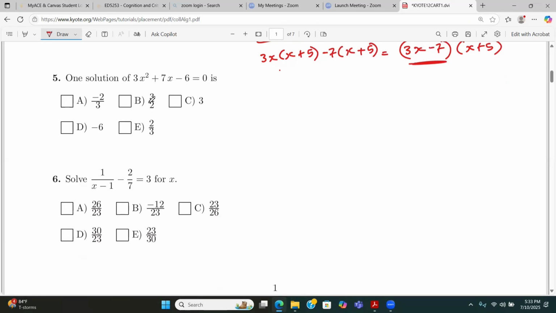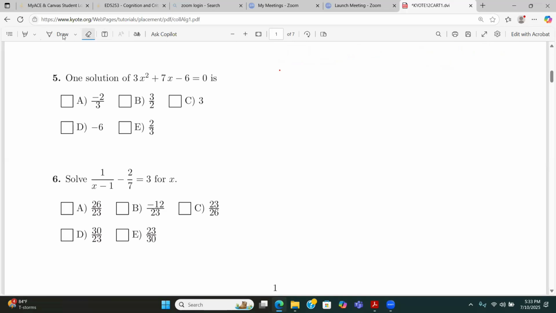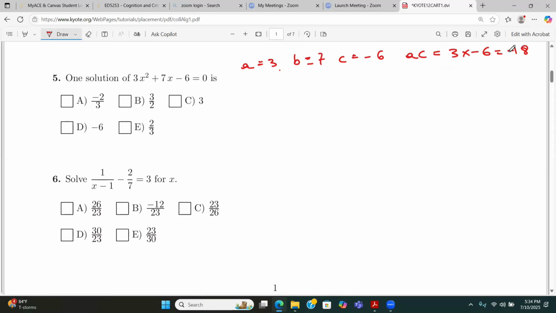It says one solution of 3x squared plus 7x minus 6 equals 0 is what? I could factorize this again. So with this, let's factorize this quickly. My A value is 3. My B value is 7. My C value is negative 6. My AC is 3 times negative 6, and this is negative 18. So I'm using a 9 and a 2. I look at my B value, it's positive. So it's going to be positive 9 and negative 2.